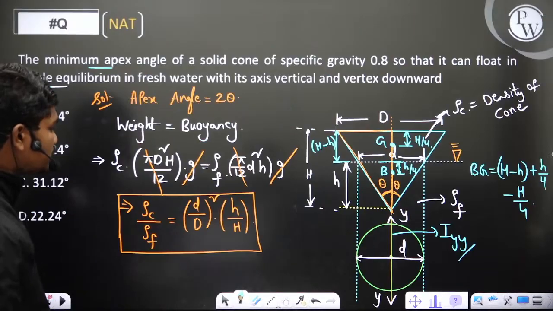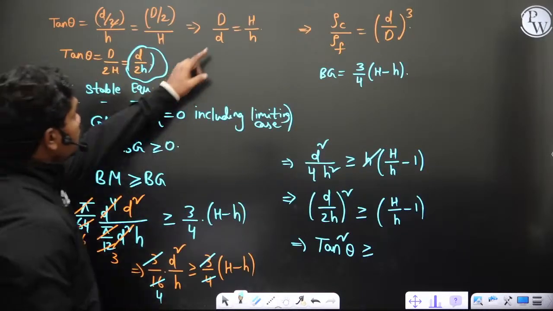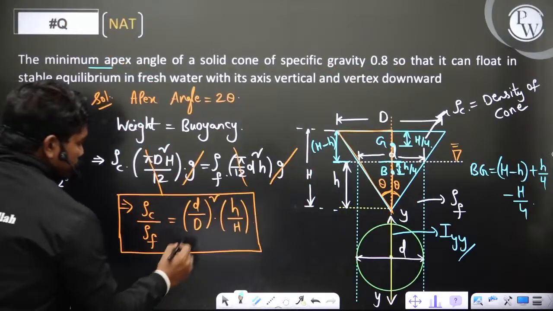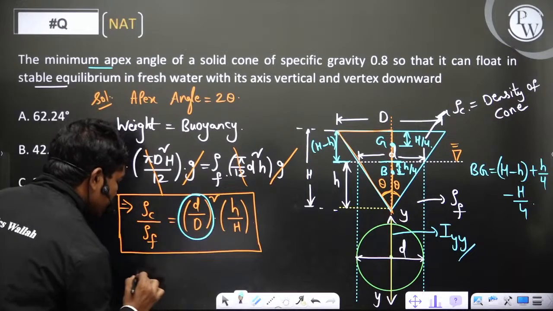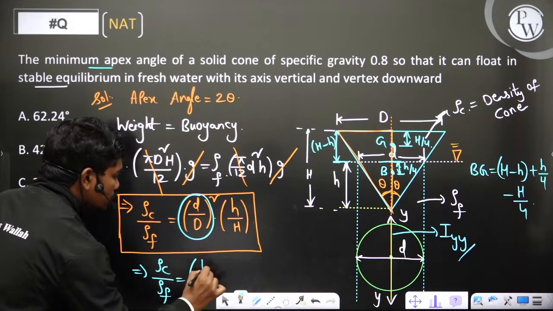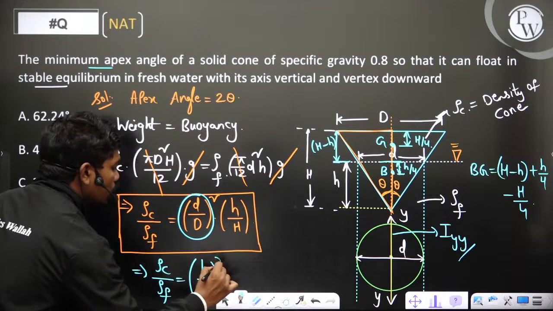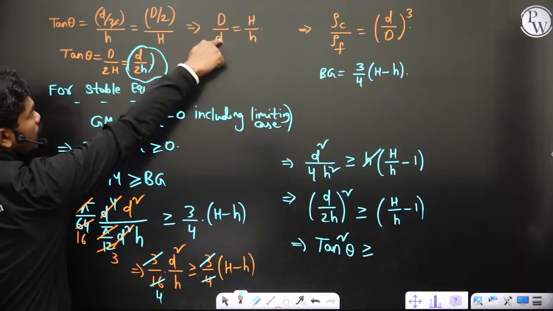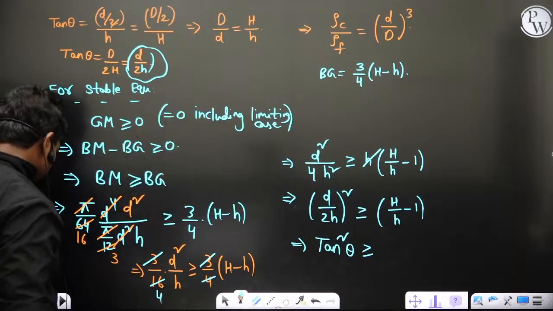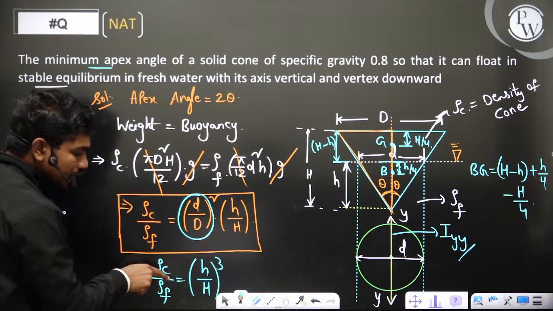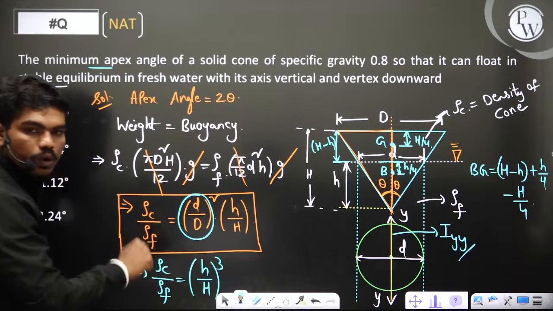So what is capital H by small h actually? You can see this capital H by small h can be written as capital D by small d, and small d by capital D can be written as density of the cone by density of the fluid, which is equal to small h by capital H whole cube, because this ratio is the same as this ratio, because you can see small d by capital D is the same as small h by capital H. So therefore density of the cone by density of the fluid is equal to small h by capital H whole cube actually here.